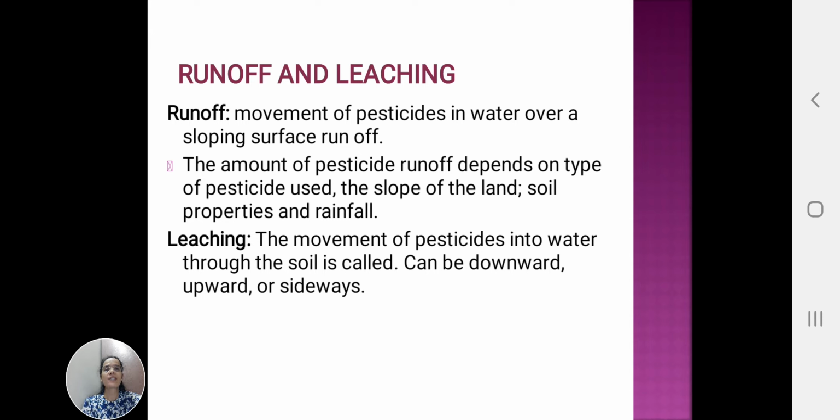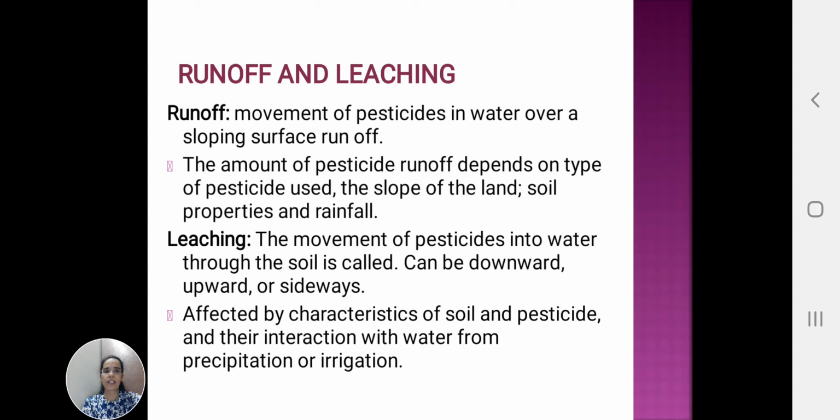Leaching. The movement of pesticide into water through the soil is called leaching. It can be downward, upwards or sideways, whereas in case of runoff, it is always down the slope. Leaching is also affected by the characteristics of the soil and pesticide, and their interaction with the water from irrigation or from precipitation. It is found that leaching is more in case of water-soluble pesticides, sandy soils, and when rainfall occurs shortly after spraying. In such cases, leaching occurs more.